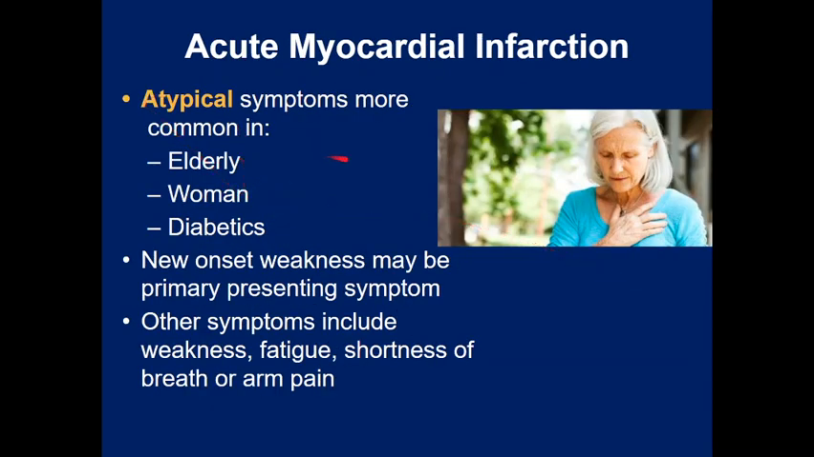Remember, atypical symptoms in these populations: they may only have weakness as a primary symptom, so that's very vague, right? You go to someone who's complaining of weakness, you have to have an MI still on your differential, because you don't want to miss it, because it's serious, right? Other symptoms: weakness, shortness of breath, arm pain because of that radiation.